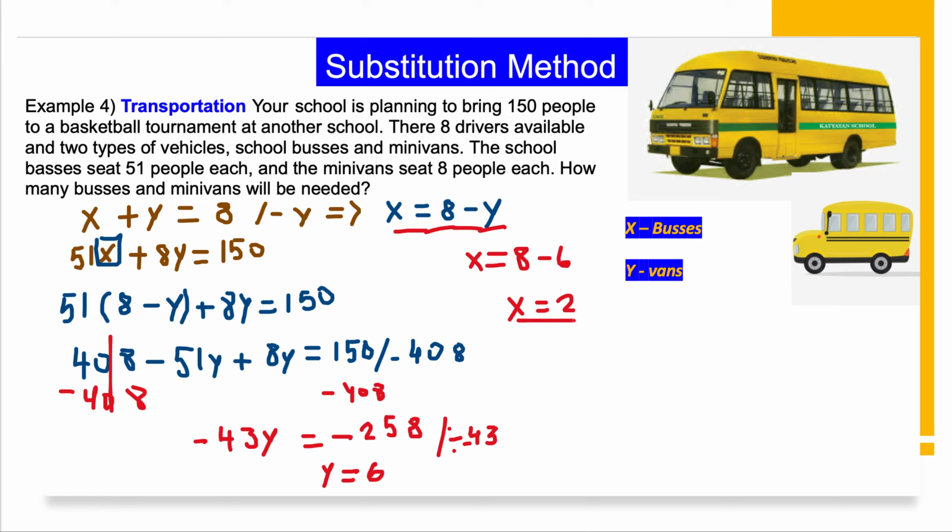So this is the answer. We needed to take x equal to 2 buses, and y equal to 6 minivans. Just let me write it with a b. So, and this problem is done.